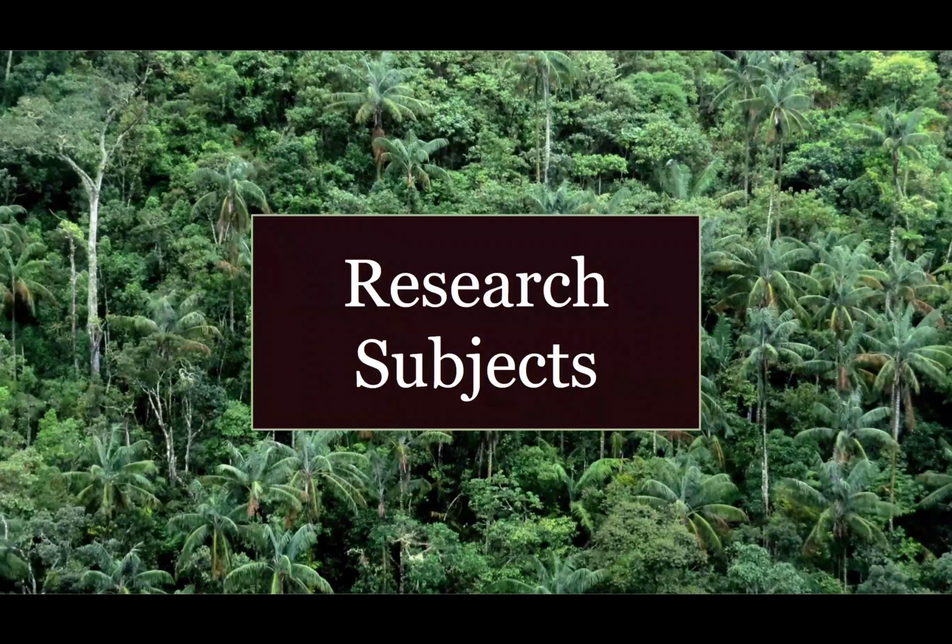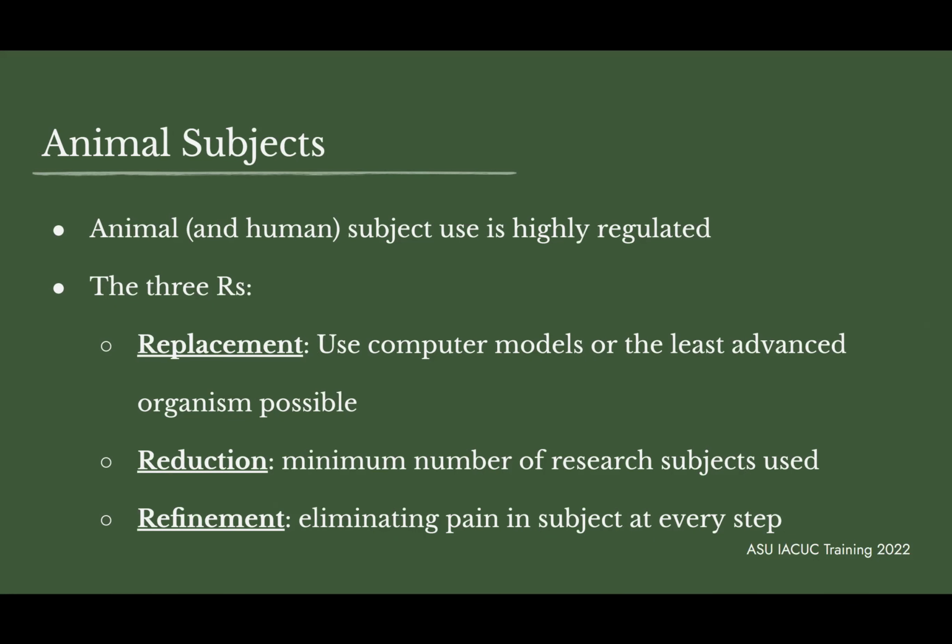The second topic we have here is research subjects themselves. So animal subjects and human subject use is highly regulated. I didn't find anything for plants, but animal and humans, those are regulated. And under this topic, there are 3 R's. There's the replacement of the specimens themselves. There is reduction of the subjects, and there's refinement or eliminating pain in every step for the subject.